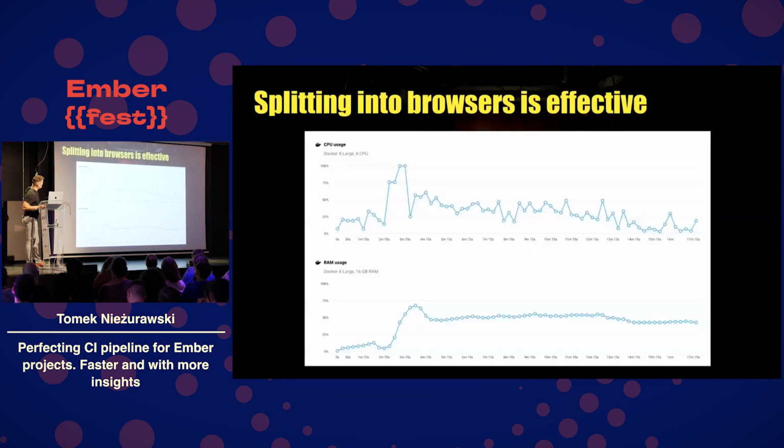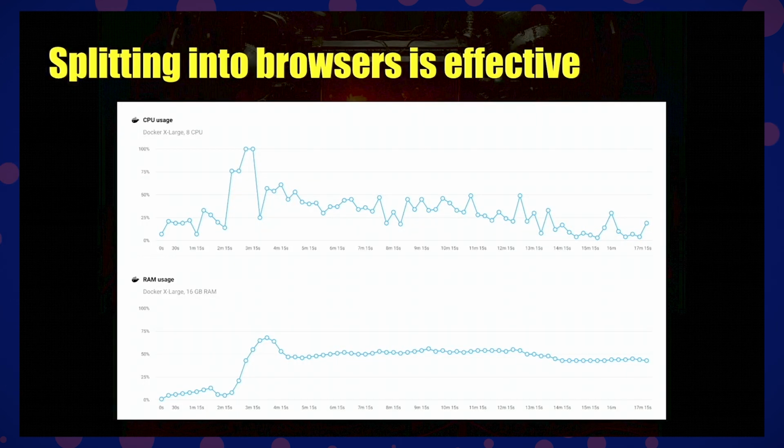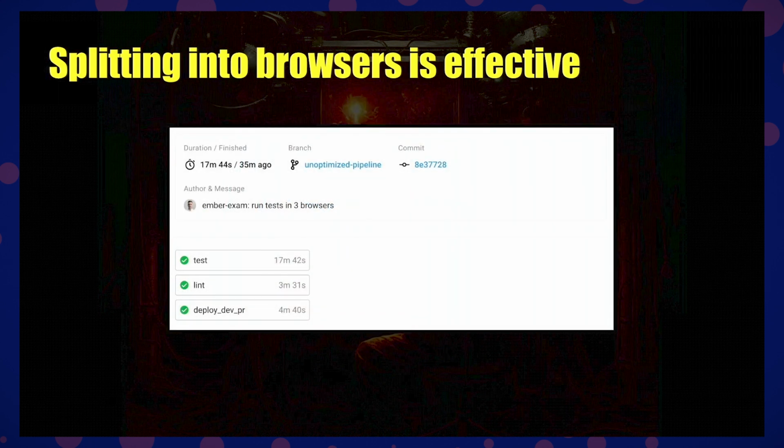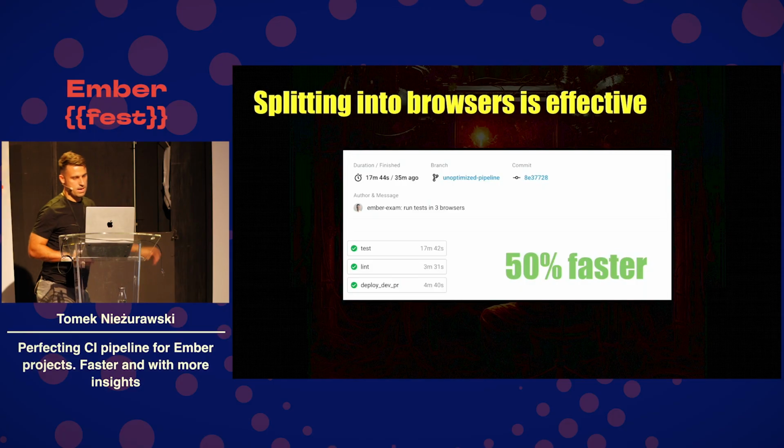So splitting into browsers is effective. We can see now that the CPU is used more. With RAM, it's similar. And this is a very beautiful optimization. Now the machine is more busy, but we are not paying for that. We pay for minutes. So we actually saved some money, and we are 50% faster, because it takes 17 minutes and something seconds. So splitting into browsers is very effective.